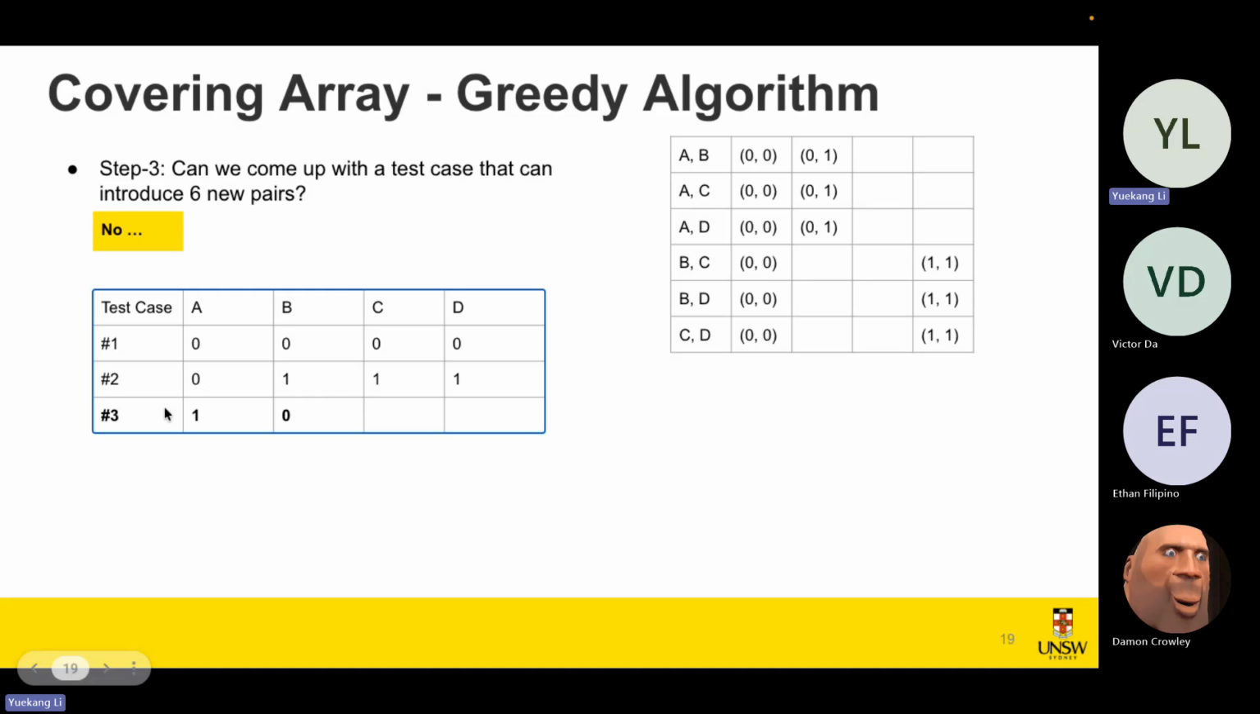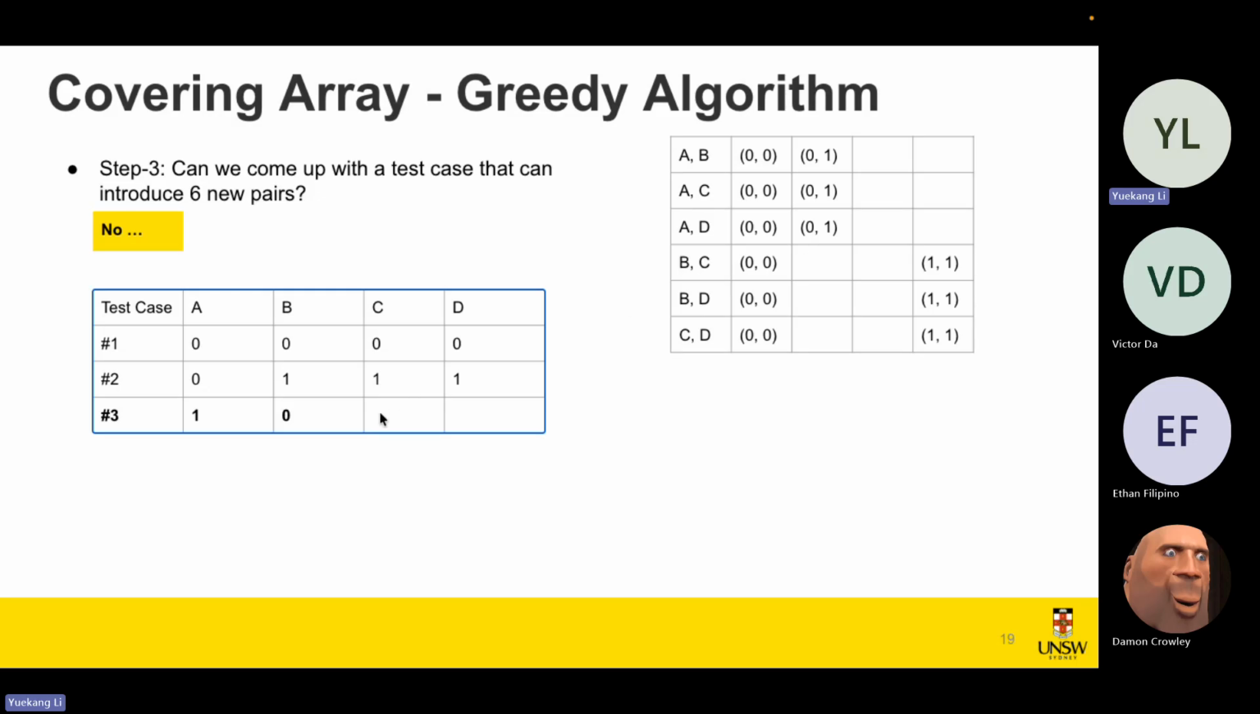Why? Because you may wonder, okay, 1, 0 for AC is not taken, right? Why can't we give C a value of 0? The reason is that we also need to care about B since we have settled the value of B here, right? So we have to think about the combination of B and C. If we take the value of 0 for C, then we already have 0, 0 for BC, but we don't have 0, 1 for BC.